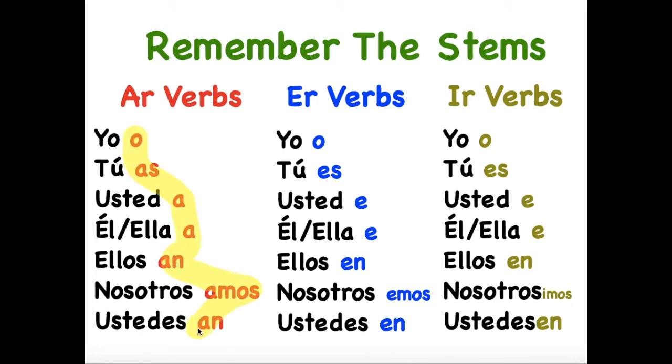Here are all the AR stems with as, a, amos. And the ER stems with es, en, emos, en. And then the IR stems, which are very much the same as the ER, except for imos for nosotros.